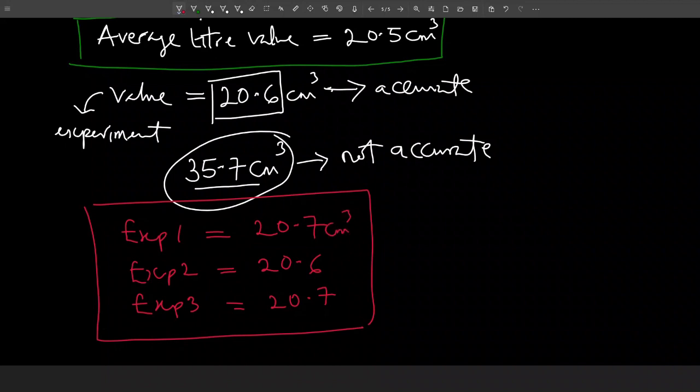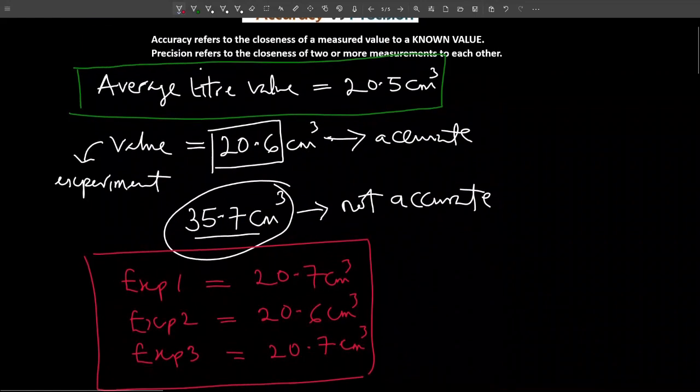Let me add the units. Units are very, very important. I'm comparing my experiments to each other. The closeness of my experiments to each other is what we call precision. So precision refers to the closeness of two or more experiments to each other. So experiment number 1, experiment number 2, and experiment number 3 are precise, because they are very close to each other.